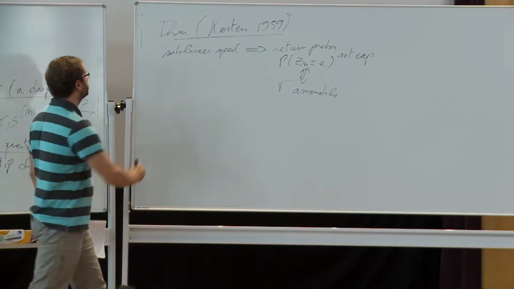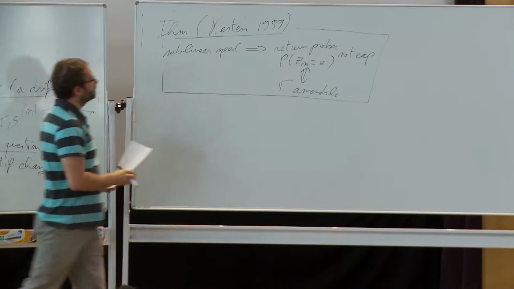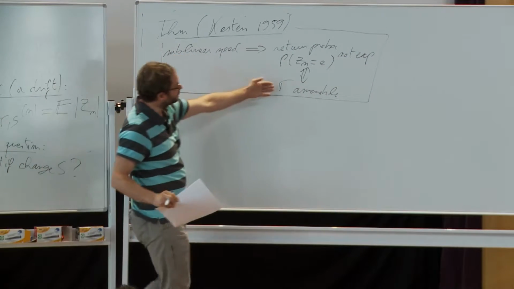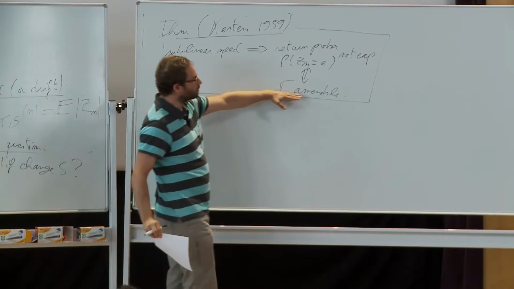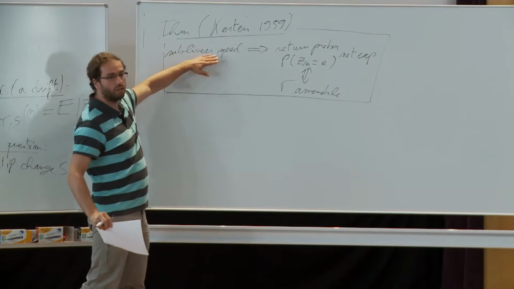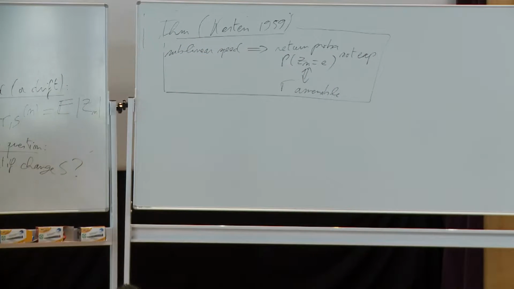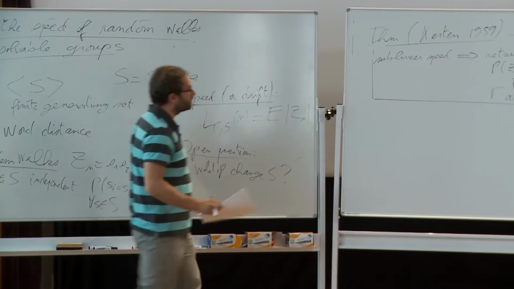So this is a first theorem. This gives a criterion to tell the group is amenable, and also vice versa. If we know we have a non-amenable group, then whatever generating set we choose, the speed will be linear. Of course, the speed cannot be more than linear because the length of this product certainly cannot exceed n.